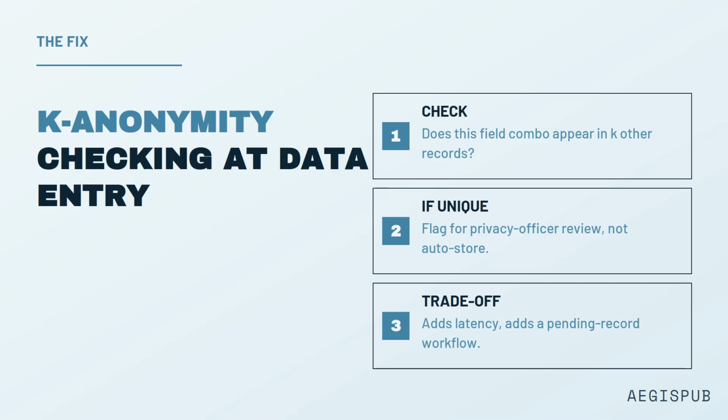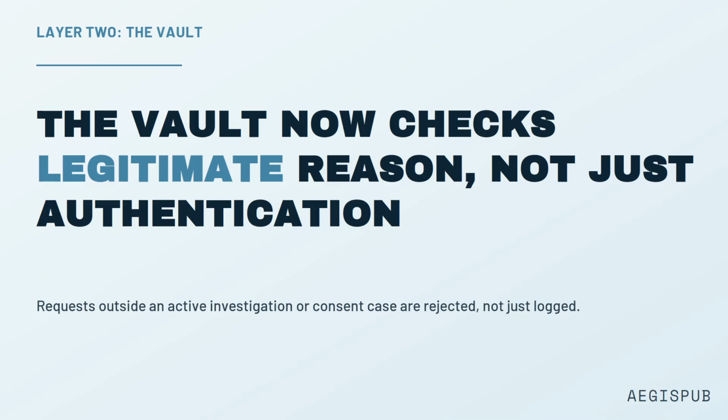Adding business logic validation to the Vault API changes this. The API now checks whether the requesting user is associated with an active investigation, consent withdrawal request, or adverse event report that requires real-world identity resolution. Requests outside these categories are rejected, not just logged.